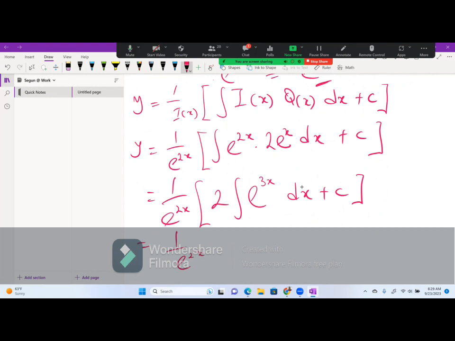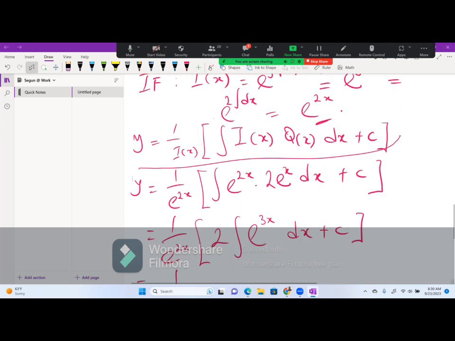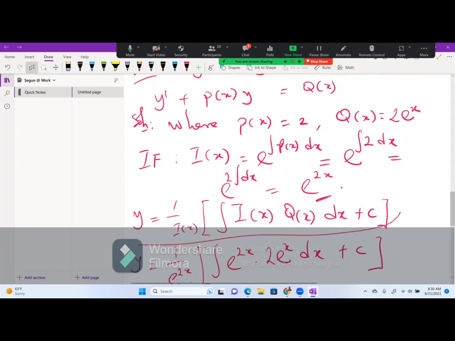Please, can you explain from that 1 over exponential 2x? Okay. Now, you agree with this formula? Yes, sir. Okay, good. Then I know my I of x to be exponential 2x. Substitute it here. That's what we did. After that, we put exponential 2x here, multiplied by Q of x. Q of x is 2 exponential x, right? Yes, sir. Q of x is the one on the question. Look at it here.